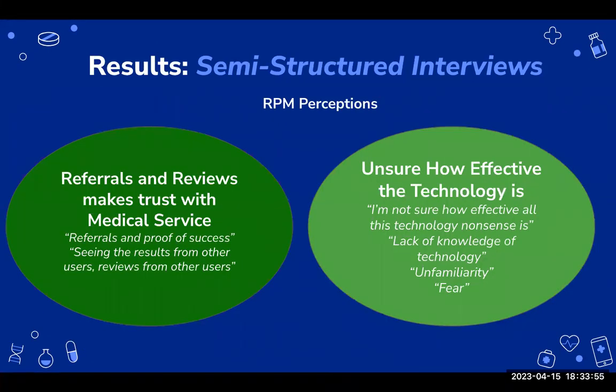The next section analyzed RPM perceptions. The results showed that when asking participants what makes them trust a medical company or service, all 8 participants agreed that reviews or referrals, especially from their doctor, is what makes them trust a medical company or service. The general answers across the board were that people don't want to use RPM because they don't know how effective the technology is and they don't know how to use it.